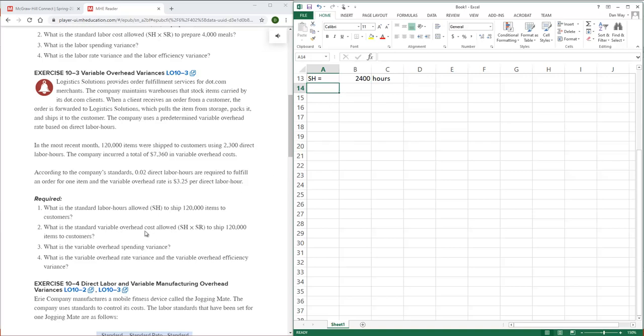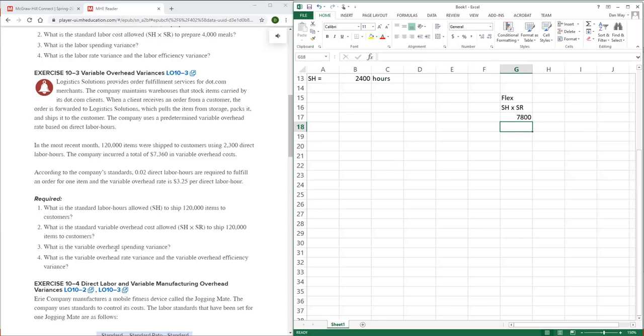Number 2 said, what's the standard variable overhead cost allowed? So the standard hours times the standard rate to ship these 120,000 items. So again, we're over here thinking about basically our flex budget, standard hours, standard rate. We just found the standard hours at 2,400. We know that that standard rate per hour is the $3.25 that I'm hovering over at this point. So multiply that by the 2,400. And our flex budget item, our standard hours, standard rate, is $7,800.